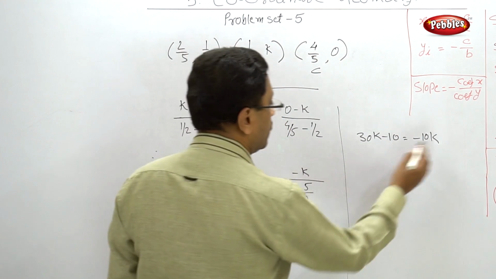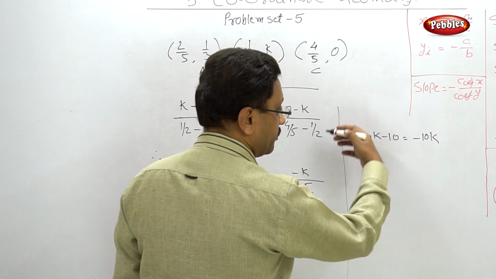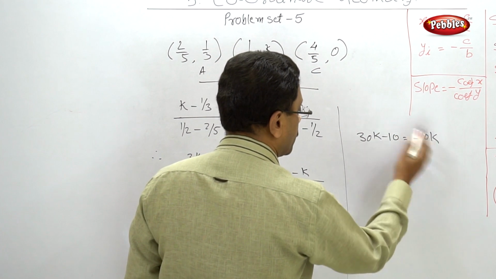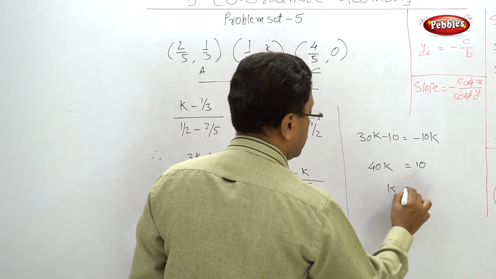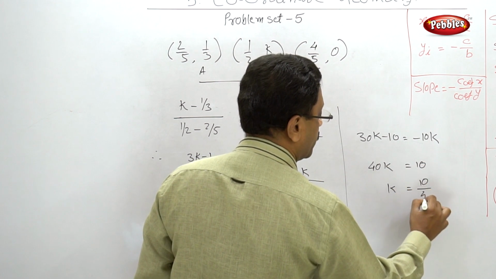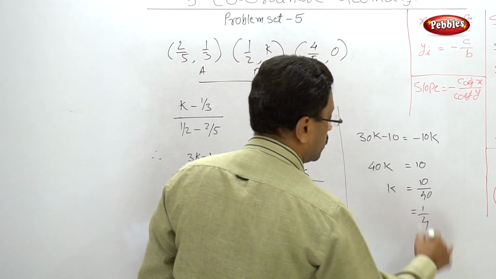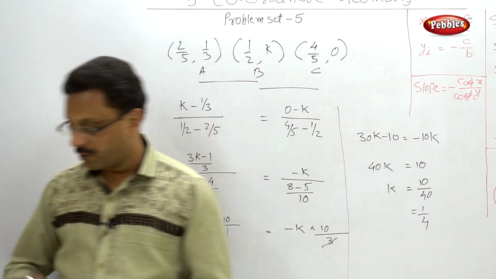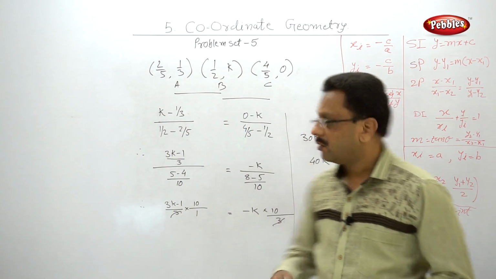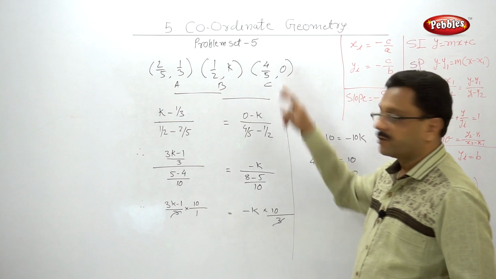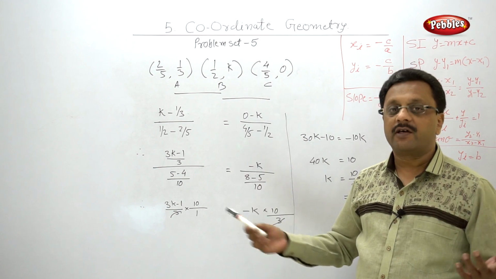And then further solving, minus 10k will go here, this 10 will go there, and we will have 40k equal to 10, and k is equal to 10 by 40, that is 1 upon 4. Please check your answer. Examples are extremely simple. I have just shown this example because of the fractional figures. That's all. Nothing difficult in this.